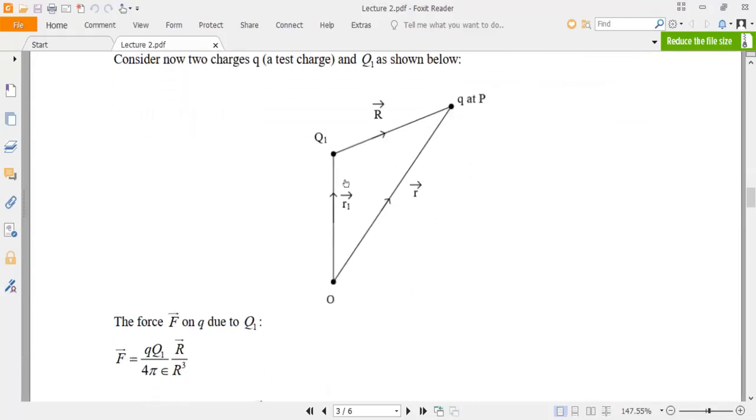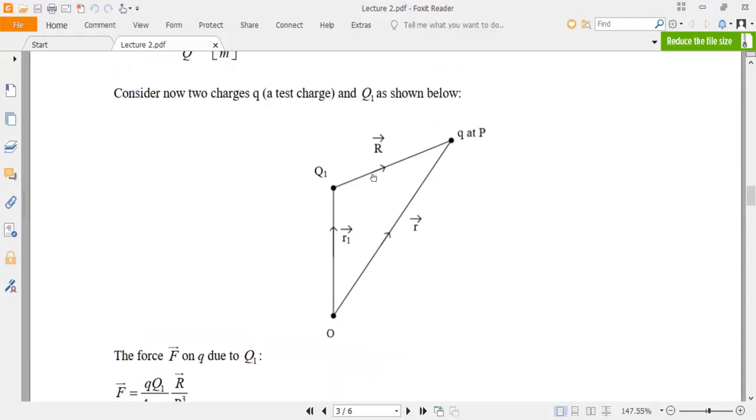See what I'm doing here? I'm again considering two charges. This is my charge Q1, and instead of Q2, I'm putting a test charge here, small q. Let's assume that it's a test charge. And this is the point P where we are finding the electric field intensity.